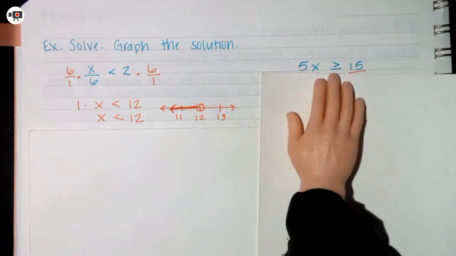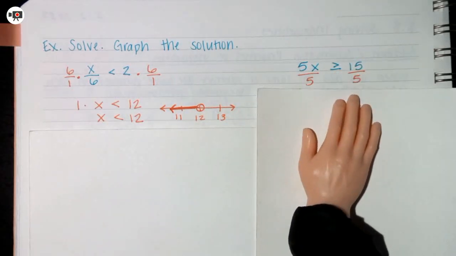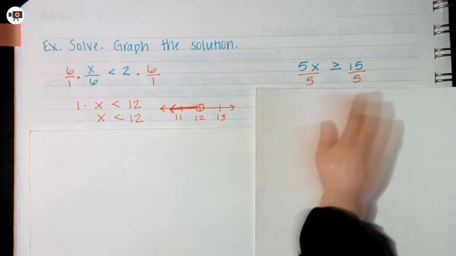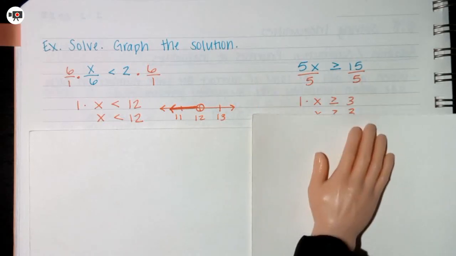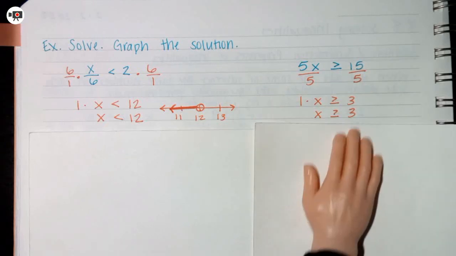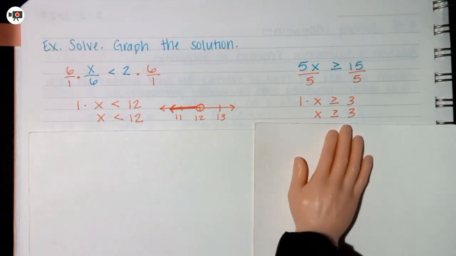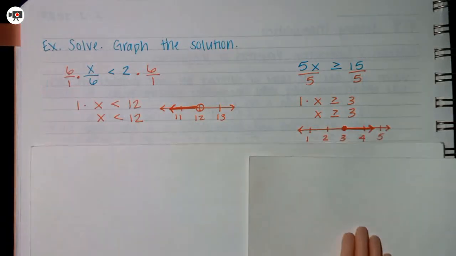Here I have 5x is greater than 15, and we do the opposite of multiplying by 5, which is happening right now, and I need to divide each side by 5. 15 divided by 5 is 3. 5 divided by 5 is 1. So x is greater than 3. And here's the graph to match.